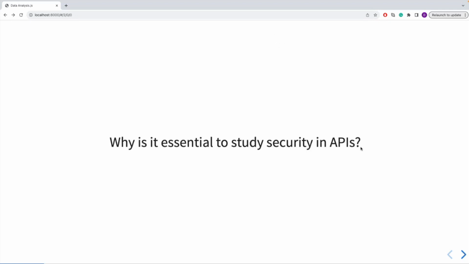So why is it essential to study security in APIs? We use APIs all the time in our phones and phone applications, in payments. So we have sensitive information to protect, and APIs are often exposed to the internet. So we need to find some strategies to do that, or study these strategies.